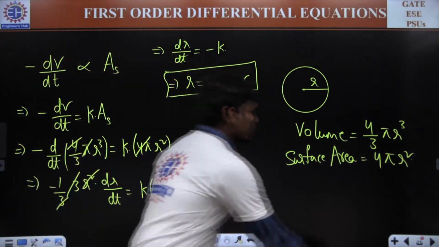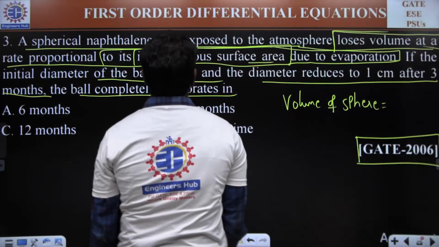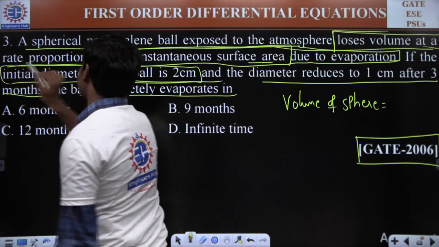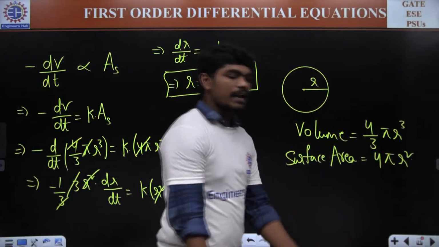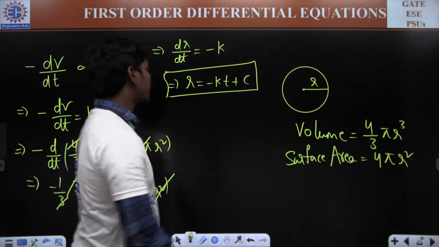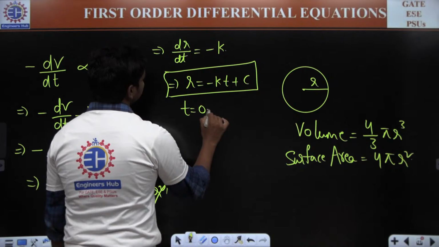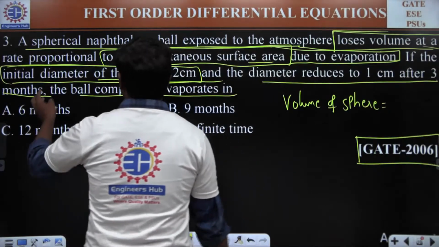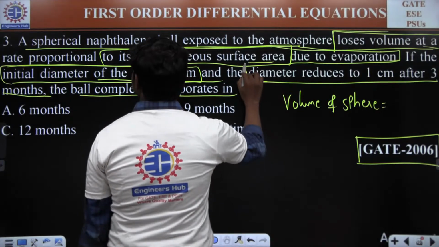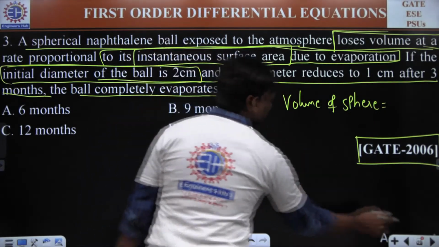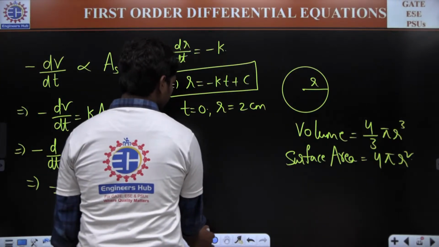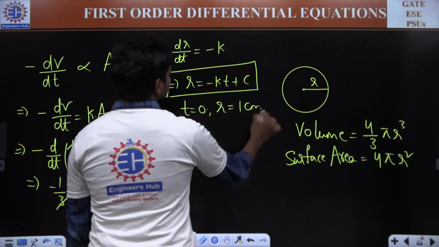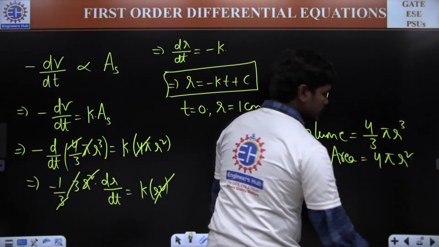Now see the conditions to evaluate k and c. It is given that the initial diameter of the ball is 2 centimeters. What does initial mean? At time t is equal to 0. So whenever time t is equal to 0, the diameter is 2 centimeters. If the diameter is 2 centimeters, then the radius is 1 centimeter, correct?